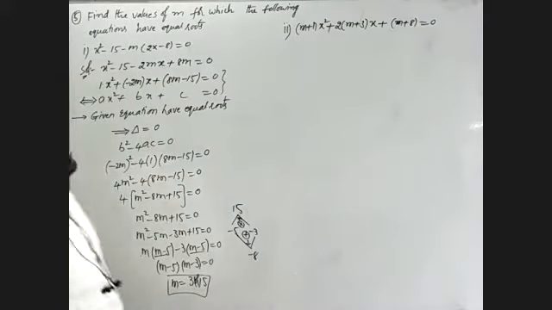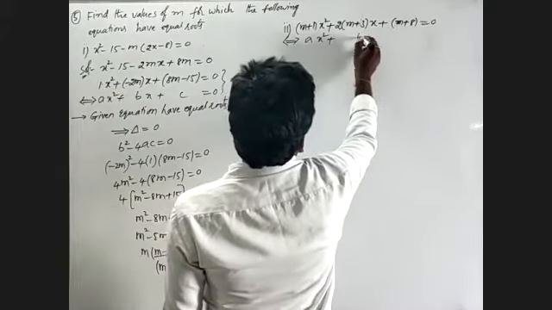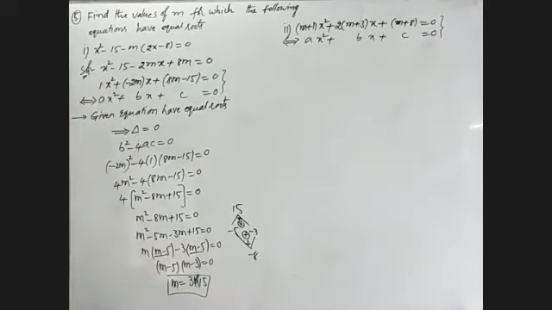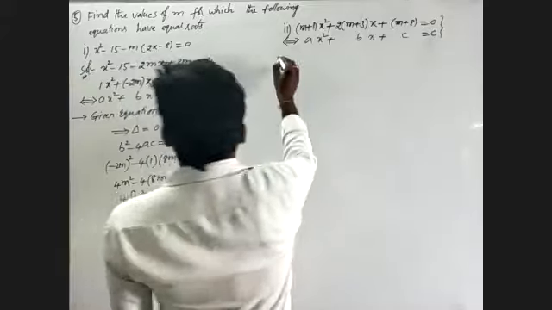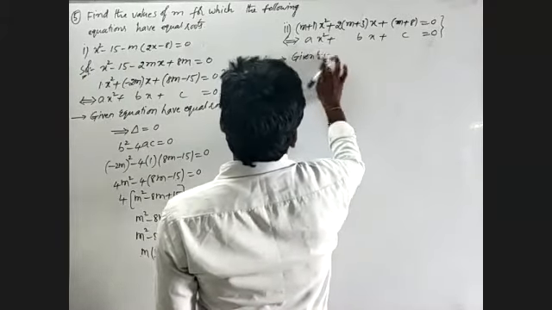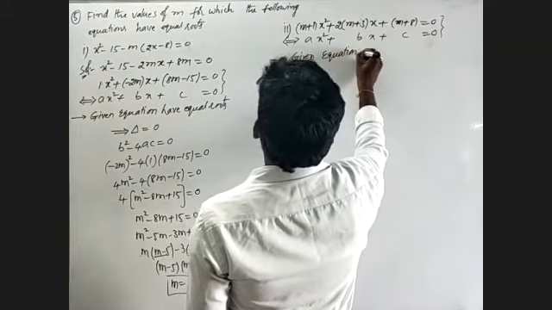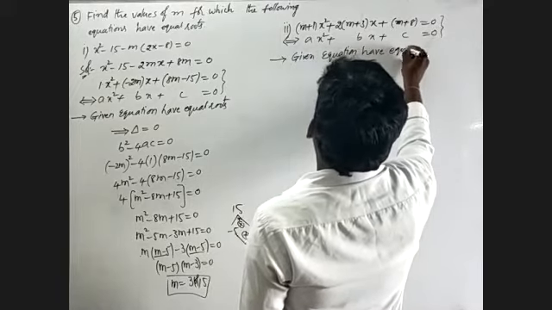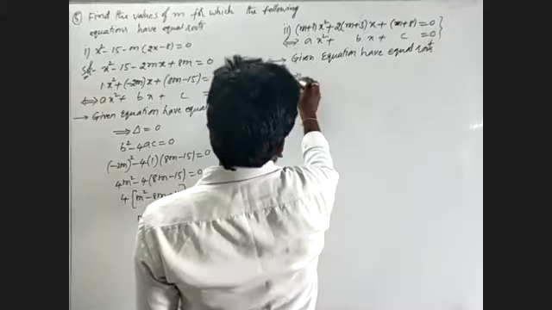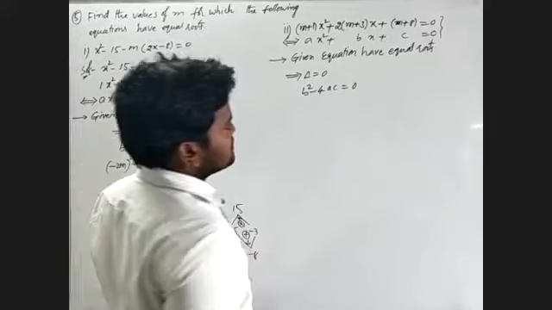Okay, the given equation is already in the form of a quadratic equation, that I will write ax square plus bx plus c is equal to 0. Here we will write that the given equation has equal roots. The given equation has equal roots means here we will take the discriminant is equal to 0. That I will write b square minus 4ac is equal to 0.